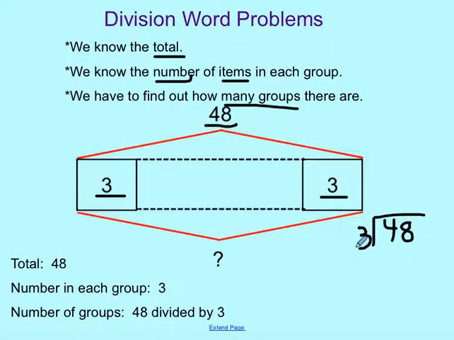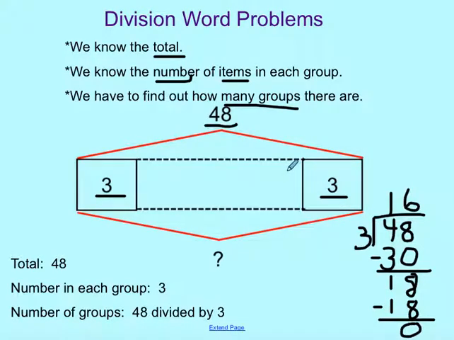48 divided by 3. We think of the tens column, and 4 tens divided by 3 is 1 ten. 10 times 3 is 30. 48 minus 30 equals 18. 18 divided by 3 equals 6. 6 times 3 is 18. There is no remainder. So in this case, the answer to my problem is 16.